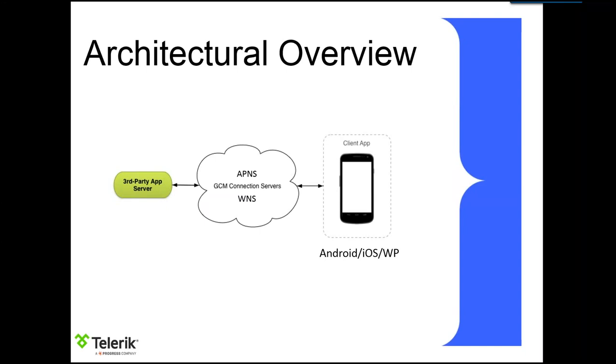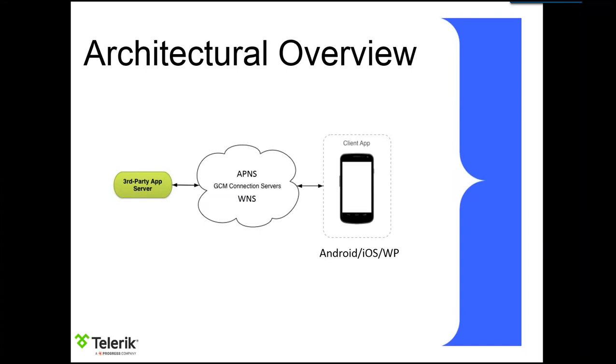You have an app server, you have the client apps, and then in between you have the connections, the servers. Your app server does not communicate with the client apps. That's the important thing here. It communicates only with the APNS or the GCM or the WNS servers, and it says, hey, I want to send a notification to either everybody or to a very specific person, or you can do segmentations. And it says, okay, I have already registered with you.